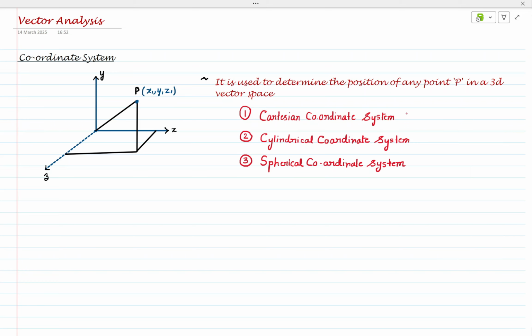Now, the Cartesian coordinate system can also be named the XYZ coordinate system. The cylindrical coordinate system can also be named the rho phi z coordinate system, and the spherical coordinate system can also be known as the r theta phi coordinate system. Now, why XYZ, rho phi z, and r theta phi? I will discuss it later on. And what are they? I will discuss in detail about that. Don't worry.